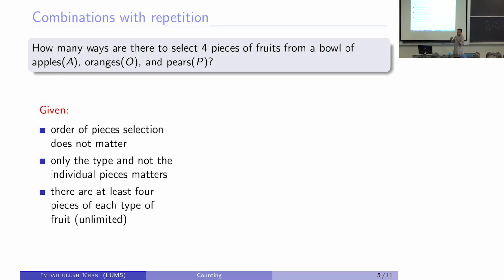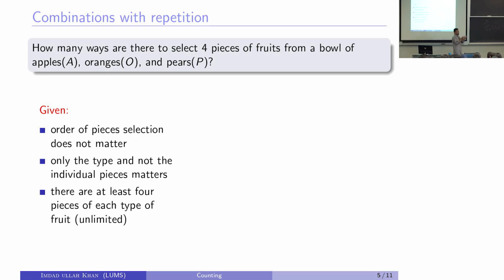You want to choose 4 pieces of fruit, so there had better be at least 4 pieces of each one available, right? So assume there are infinitely many apples, infinitely many pears, and infinitely many oranges available. Only the type of fruit matters, not the particular objects. They are identical, indistinguishable objects.